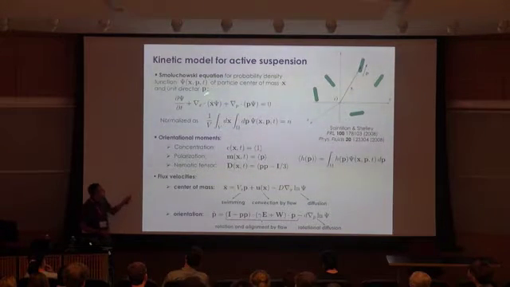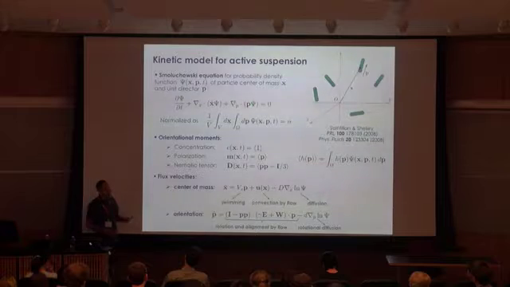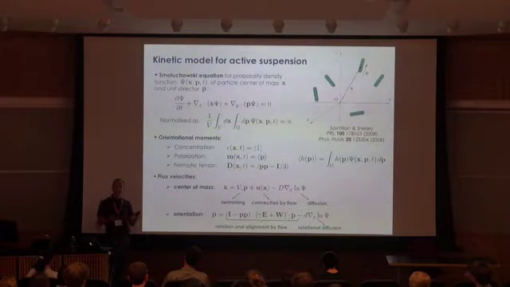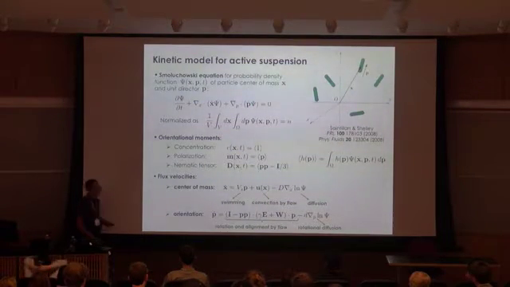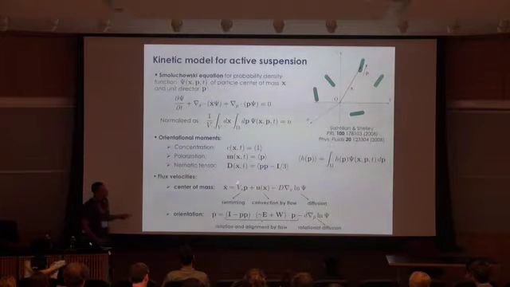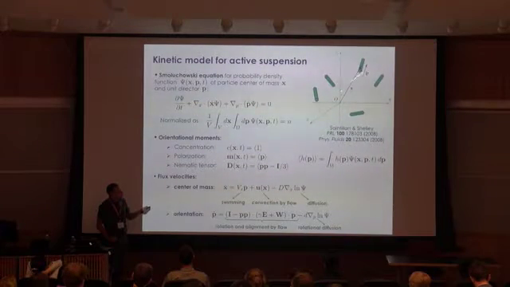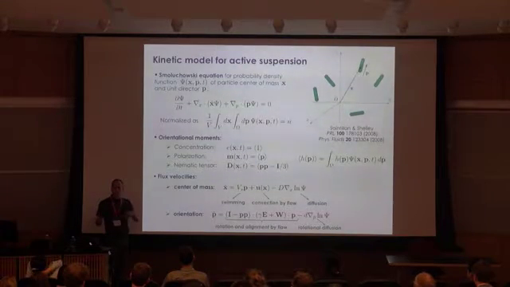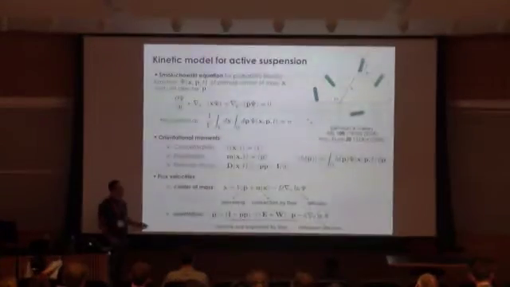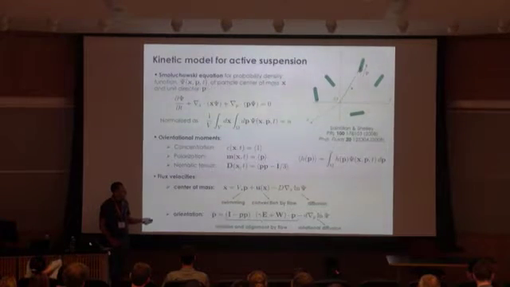To close the equation, we have to specify the fluxes, x dot and p dot, which you can think of as the center of mass velocity and angular velocity of one of these particles. The center of mass motion includes components from swimming in the direction of the unit vector p. There could be convection by the flow, which could be an external flow, or the flow generated by the swimmers themselves. And you can also add translational diffusion.